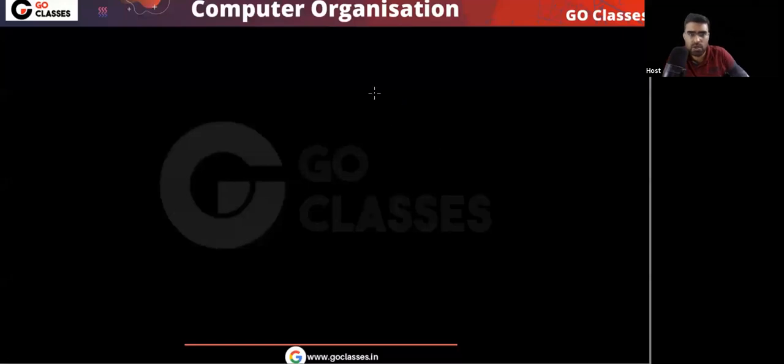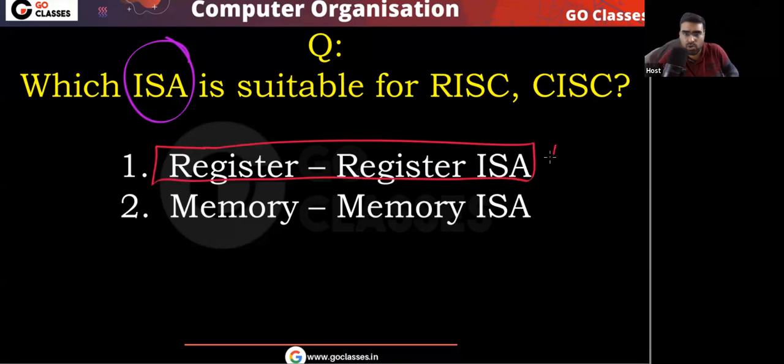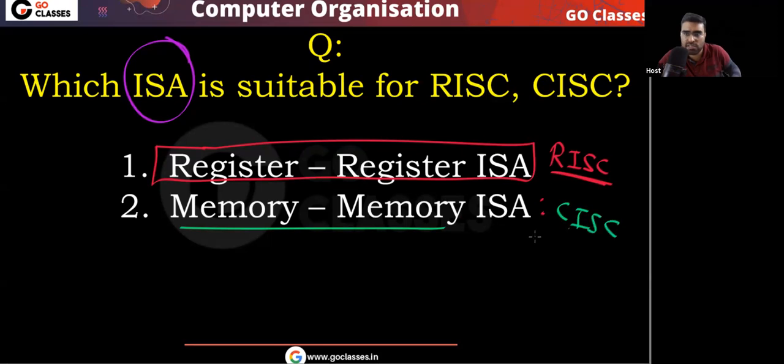Okay, so now let's move on. Tell me the answer for this question. Let me know. Which instruction set architecture is suitable for RISC, and which is suitable for CISC? So you can see register architecture is suitable for RISC because the focus is on execution time, minimizing the execution time. Memory instruction set architecture is suitable for CISC because the focus is on minimizing the program size.